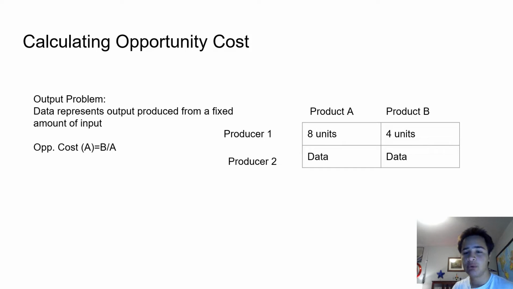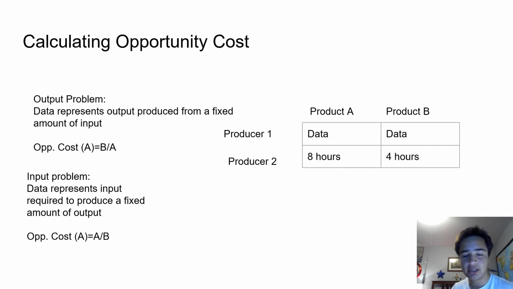So for example, we have 8 units of product A and 4 units of product B. The opportunity cost for product A will be 4 divided by 8, which is 0.5, half.